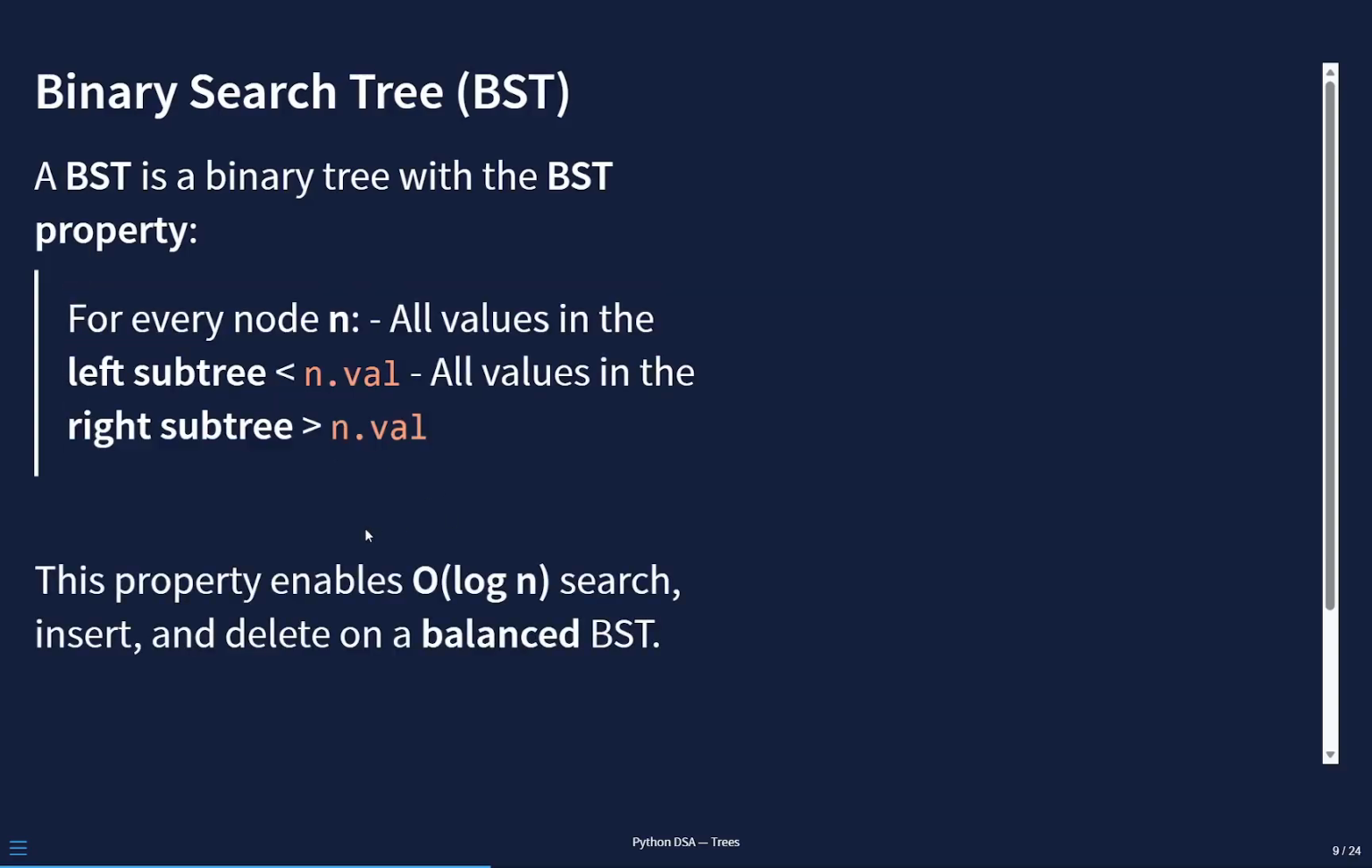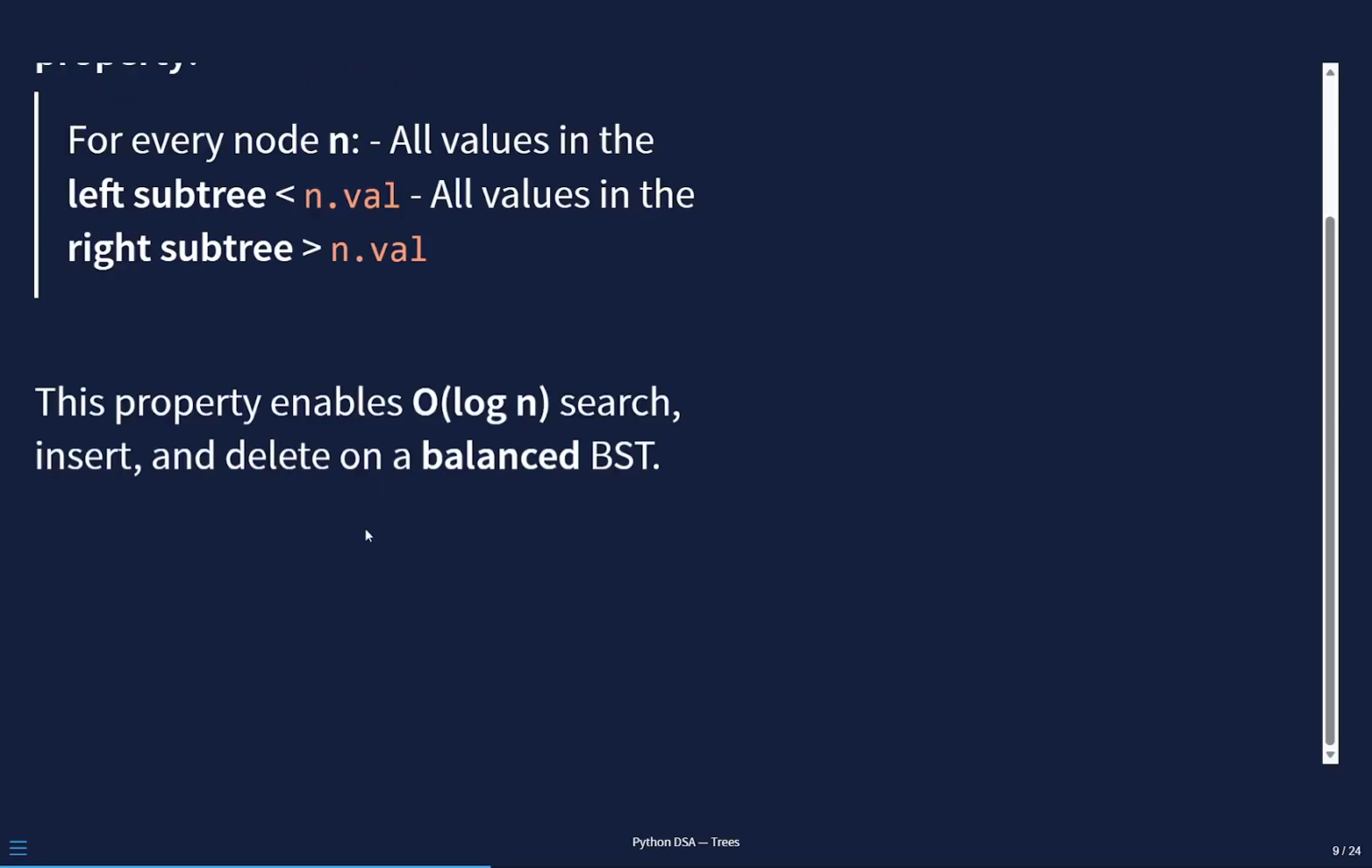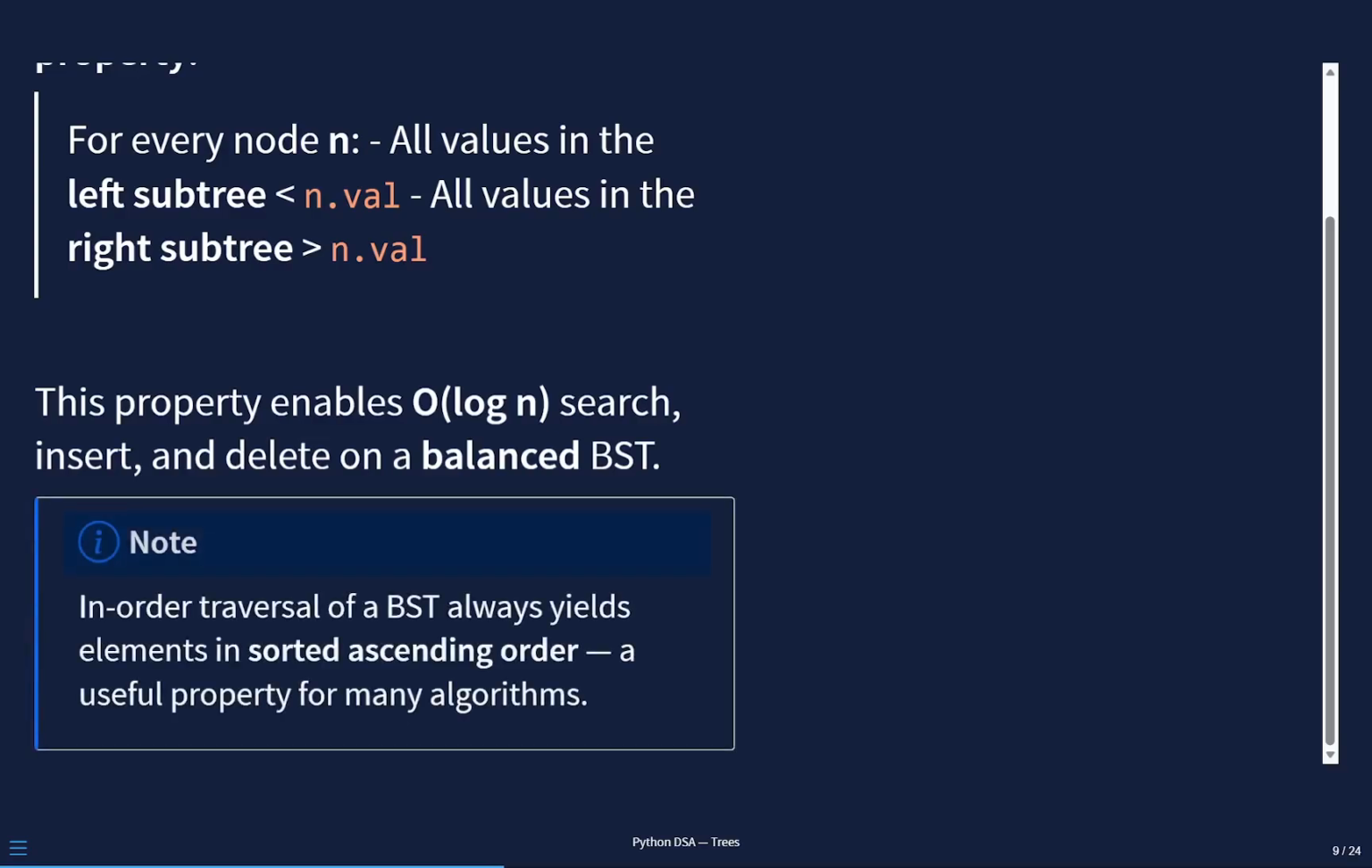Click. On a balanced BST, this property lets you halve the search space at every node, just like binary search on a sorted array. That gives O(log n) for search, insert, and delete. We'll see what balanced means precisely in a later slide. Click. The callout is extremely useful in practice: in-order traversal of any BST yields its elements in sorted ascending order.